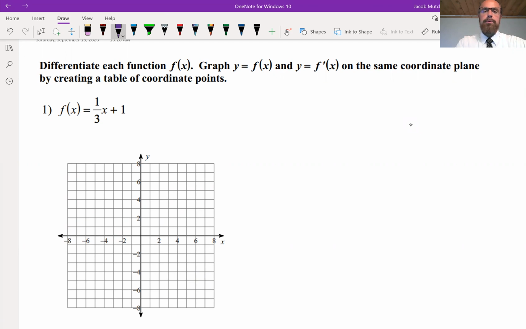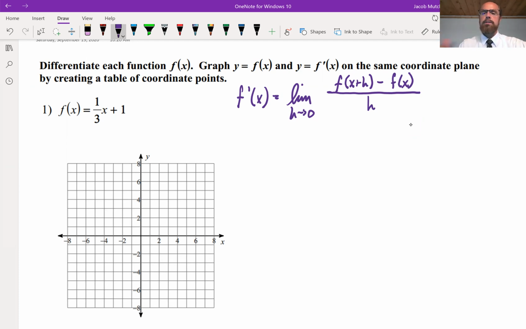The definition of the derivative is f prime of x equals the limit as h approaches 0 of really what is equivalent to slope, f of x plus h minus f of x. That would be our rise, all over simply h, which is the run, the distance between our x and a second point on the curve. So that's the definition that we'll use to differentiate here.